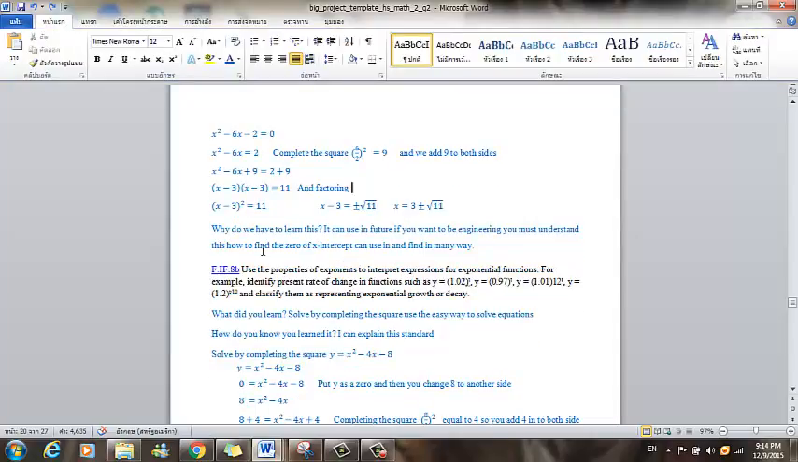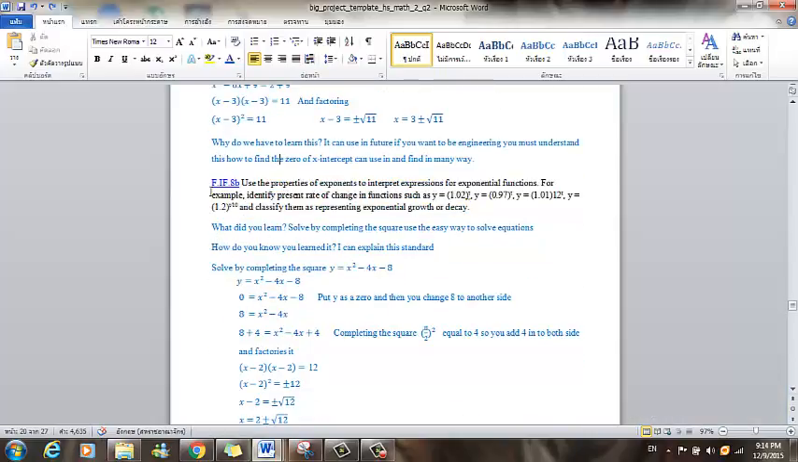So why do we learn this? Because I can use it in the future. If you want to be an engineer, you must understand this, because you must understand how to find the zero, the x-intercept.